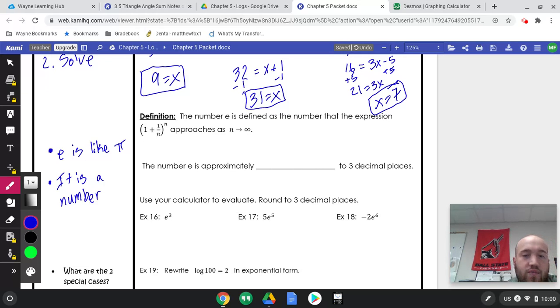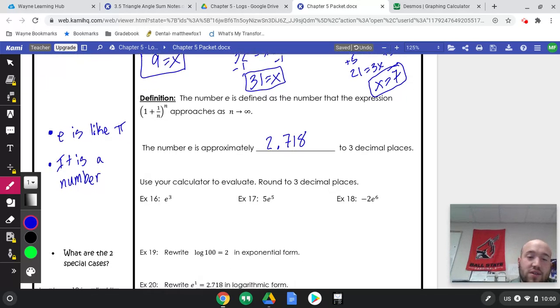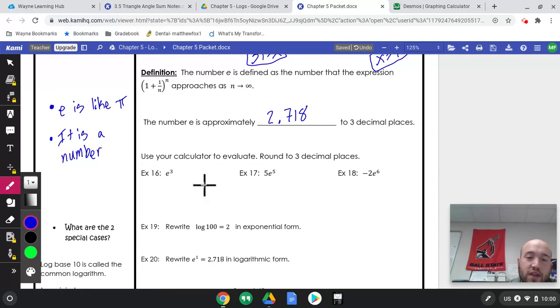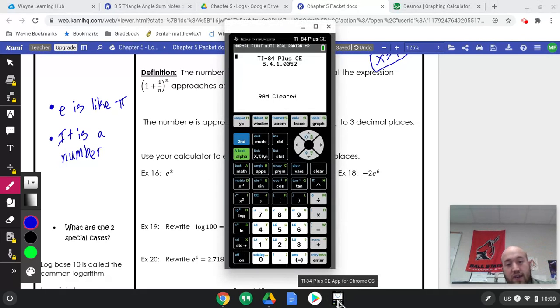All right, now this number e, it's approximately 2.718. We could keep going. It's an irrational number. It keeps going and going and going, but 2.718, okay, that's how far it is to 3 decimal places. Now, to solve these, we can use our calculator. So hopefully you guys have this calculator pinned. If not, talk to me and I can help you get it. Send me an email or something. I can show you how to get that, give you instructions.